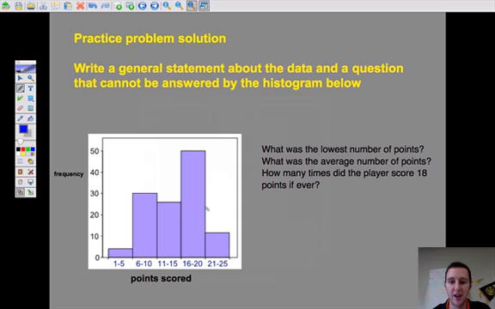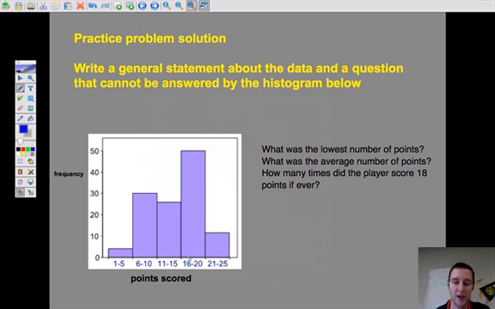So here are some examples of some general statements and some questions that could not be answered by this histogram. So what was the lowest number of points, if this is like points scored in a bunch of different basketball games or something? We don't know what the lowest number of points ever scored was. Okay, these values in here between 1 and 5, they could all be 5. We don't know that. What is the average number of points scored, over however many games are here? We don't know that either. The mean, the average, can't figure that out from just the histogram.